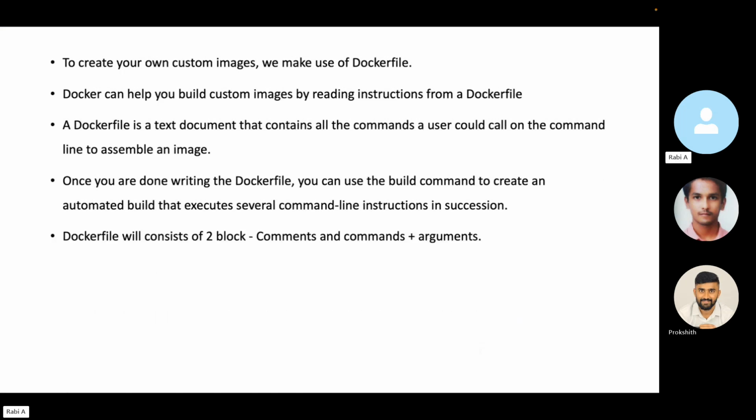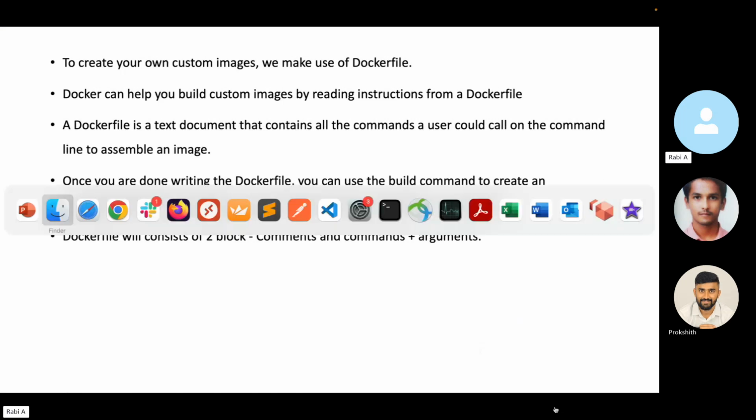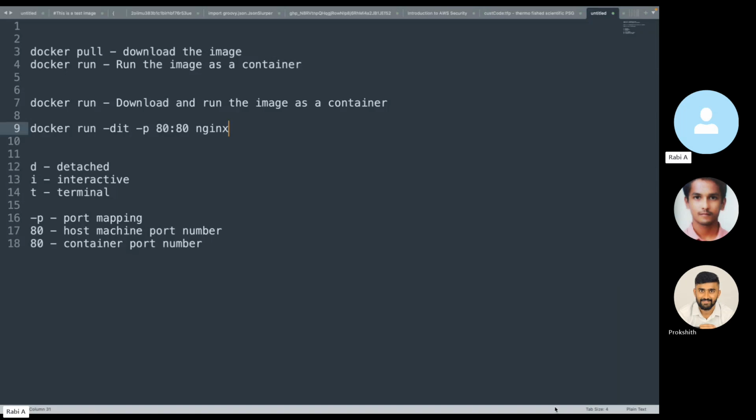Generally, when we talk about your Docker file, it consists of two blocks. One is your comment, and the other is your command plus argument. For comment, you'll always see this hash symbol.